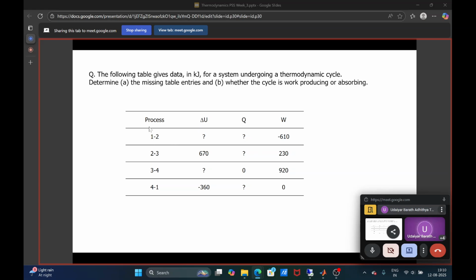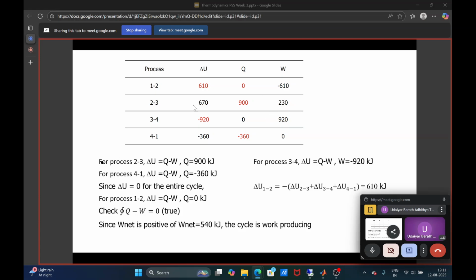So since this goes through a cycle, we also know that for all the processes summed, Q net is equal to W net. So we add up all Q and add up all W, we can find out Q for process 1 to 2, and again applying first law we can find out delta U. So this is how it looks.